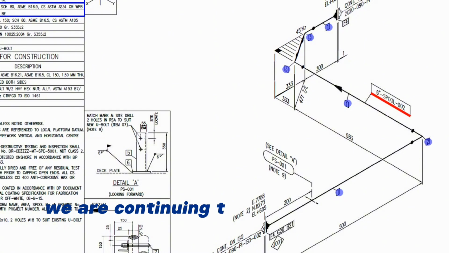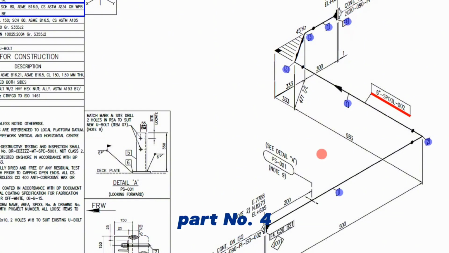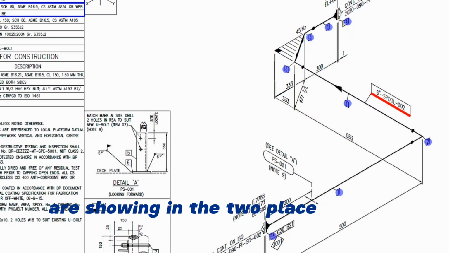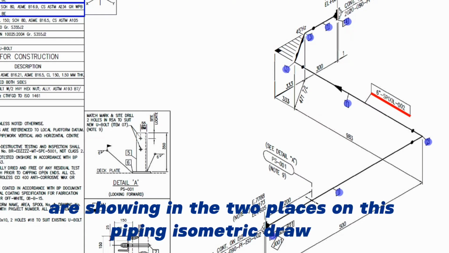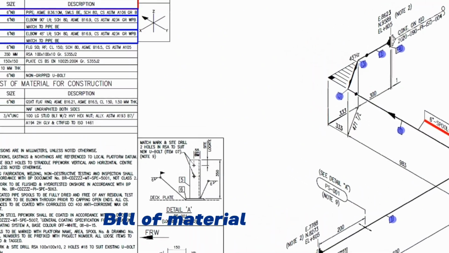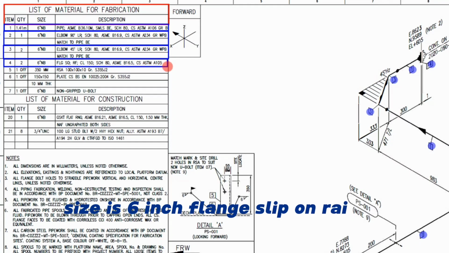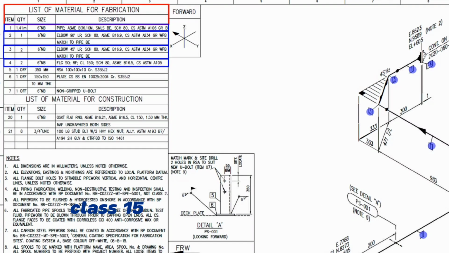We are continuing to read pipe fittings in a piping isometric drawing. Part number 4 is showing in two places on this piping isometric drawing. Let's look at the material list, bill of material. Part number 4, the quantity is 2 off, size is 6-inch, flange slip-on, raised face, class 150, Schedule 80, ASME B16.5, carbon steel material, ASTM A105.